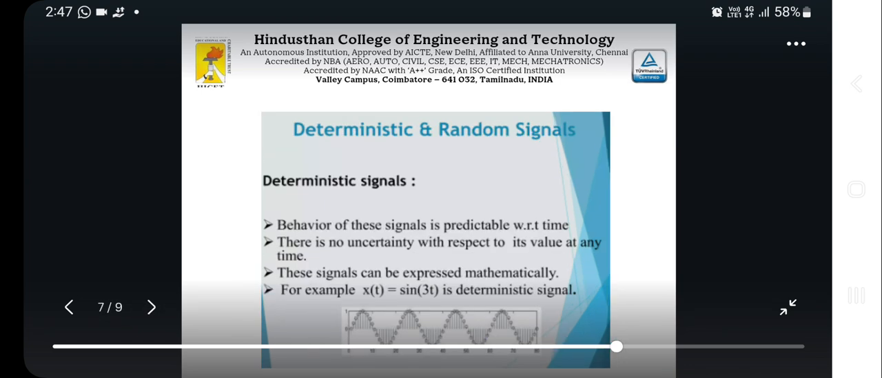Next one is deterministic and random signal. Deterministic signal means these signals have predictable values with respect to time. There is no uncertainty with respect to its value at any time. These signals can be expressed mathematically. For example, x of t is equal to sine 3t is a deterministic signal. This is an example of a deterministic signal.